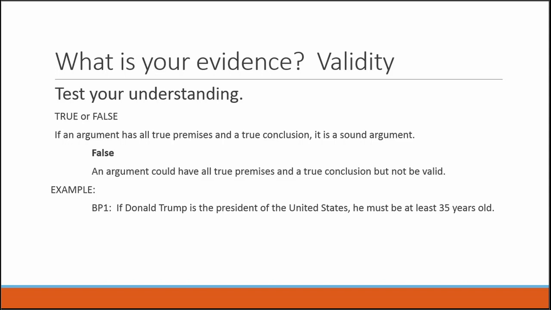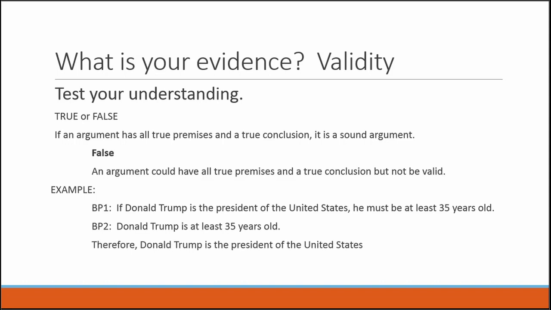If Donald Trump is the President of the United States, he must be at least 35 years old. True premise. Premise 2: Donald Trump is at least 35 years old. Again, true premise. Conclusion: Donald Trump is the President of the United States. Again, the conclusion is true. So we have all true premises and a true conclusion. But this is not a sound argument.